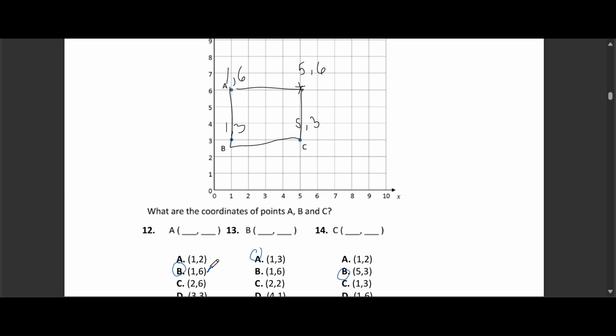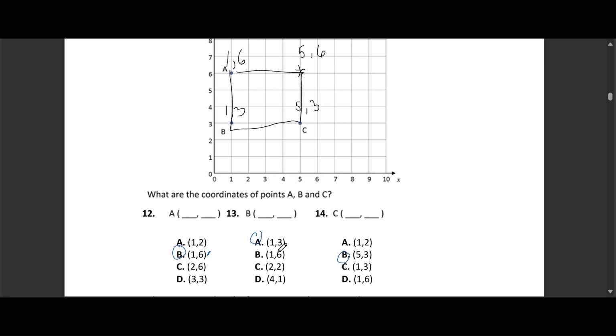Question 13. Now let's find the coordinates of point B. A, 1, 3. B, 1, 6. C, 2, 2. D, 4, 1. The correct answer is option A. Point B is 1 to the right and 3 up. So the answer is A, 1, 3.